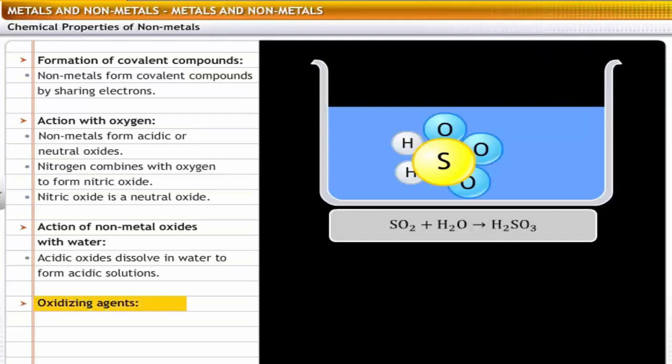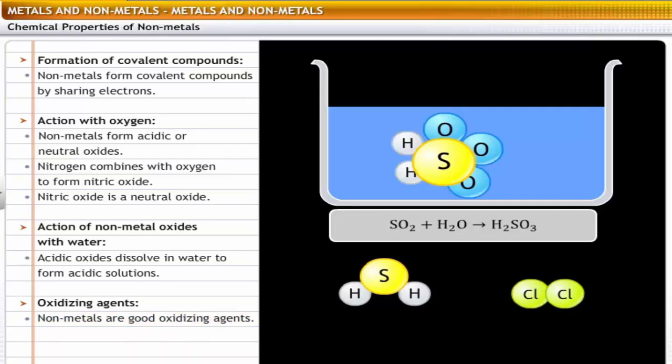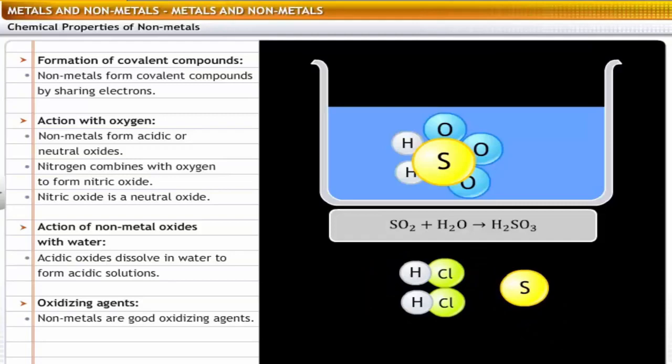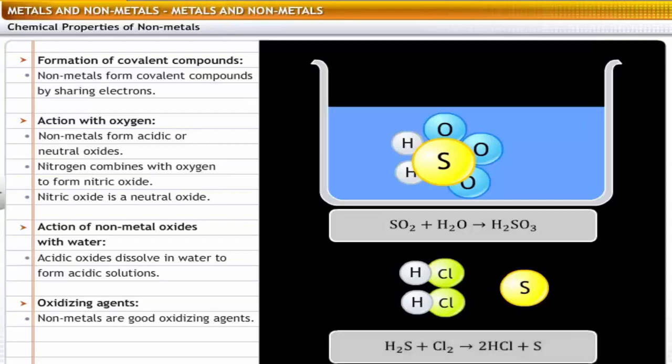Action of nonmetals as oxidizing agents. Nonmetals have the tendency to gain electrons. That is, they are good oxidizing agents. For example, chlorine accepts electrons from hydrogen and oxidizes hydrogen sulfide to sulfur. In the process, it liberates hydrogen chloride gas. Thus, chlorine acts as an oxidizing agent.